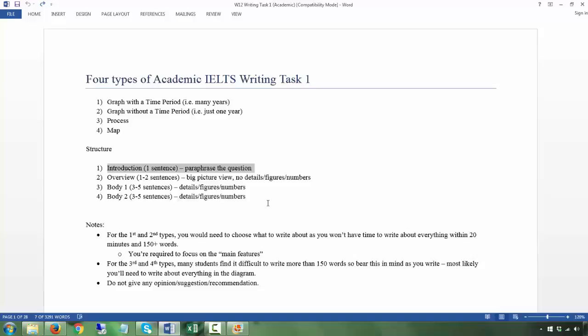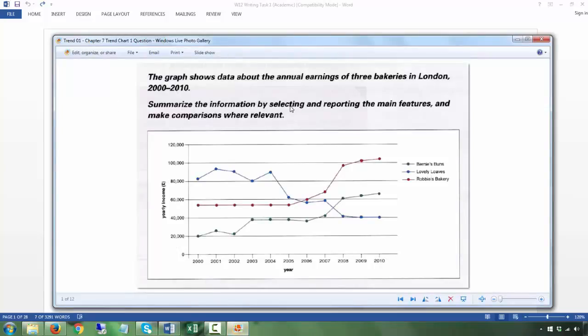The first sentence introduction is just a paraphrase, then you have the second paragraph as an overview, then the body paragraphs which are giving you the detail. And what are you meant to do in the body paragraphs? You're meant to, firstly, select and report the main features and make comparisons. Okay, this is all a test of your language.